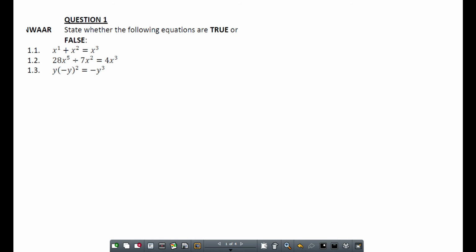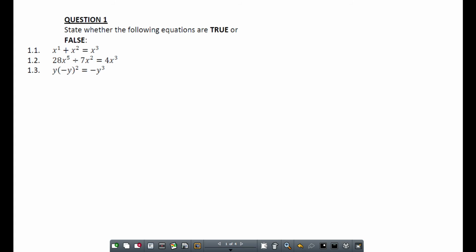Okay, right. So, question 1 says, state whether the following equations are true or false. Now, you don't have to show calculations when I ask you a question like that, but obviously I'm going to show it to you to explain.